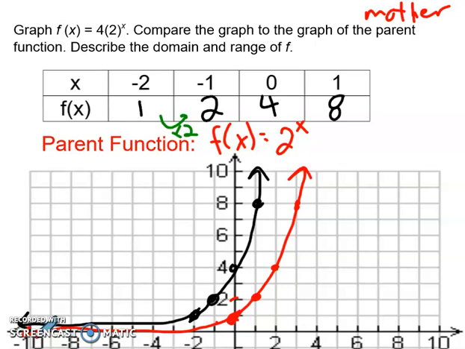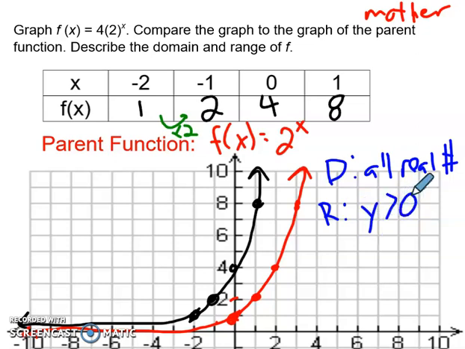Now let's talk about the domain and range. So the domain is all the possible x values. Well, it's all real numbers. You can input any x value you want. Now our range, since I'm on top of the x-axis, we never cross over. y is always going to be greater than 0. That's our range. Okay, it's any y value greater than 0.